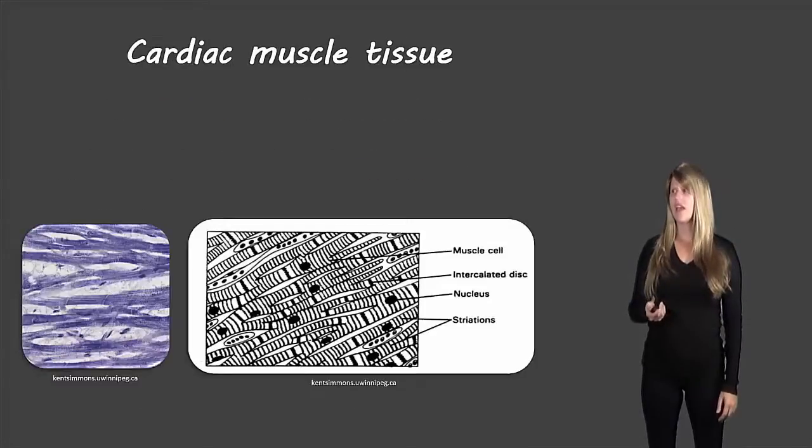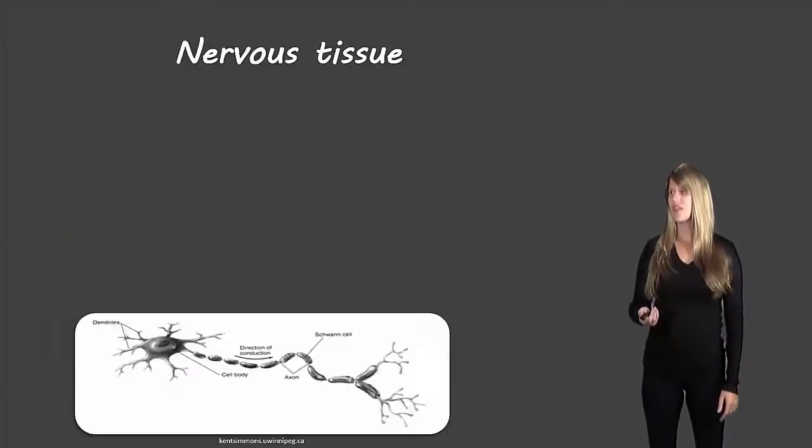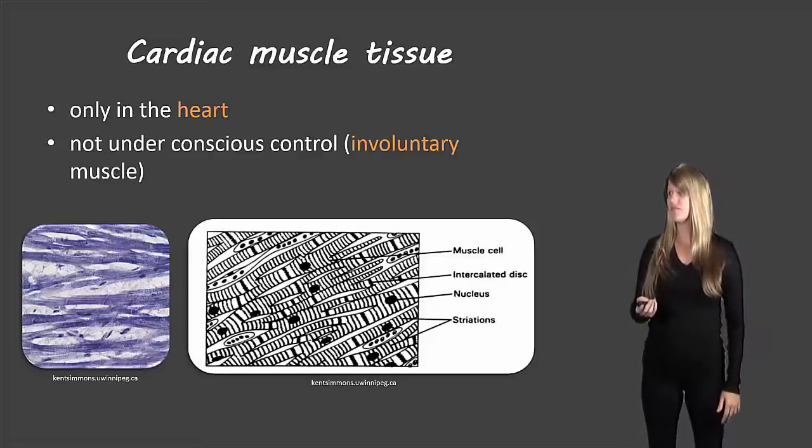The next is the cardiac muscle, and it only exists in the heart. It's not under conscious control, so we don't have to make our heart beat. It'll do it on its own. And you can see there how all of the different cardiac cells are all attached together as they separate and then are attached to the next cell.